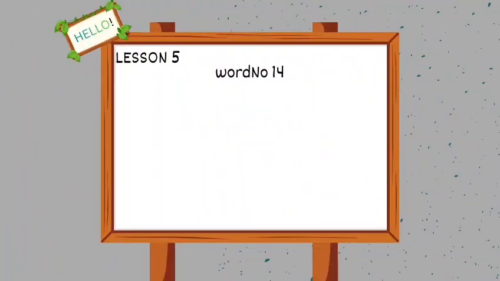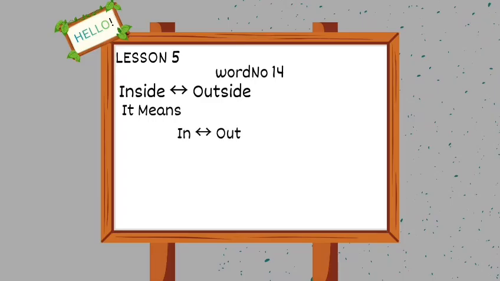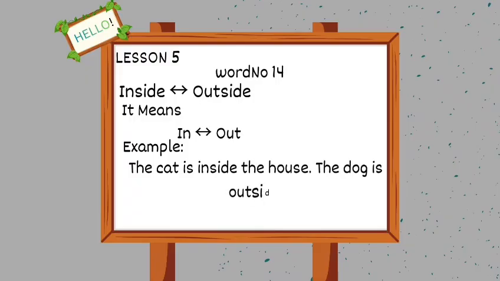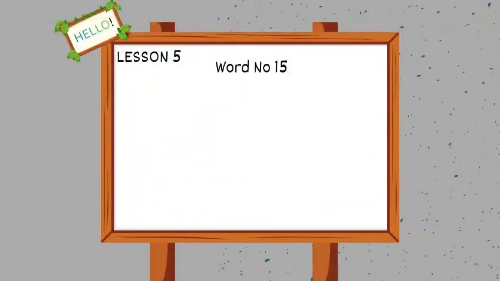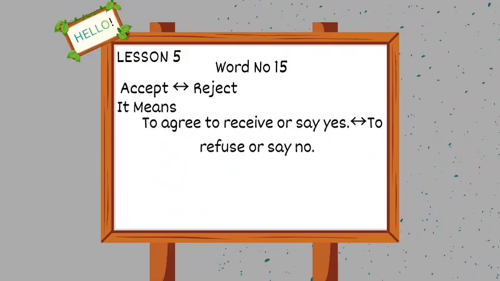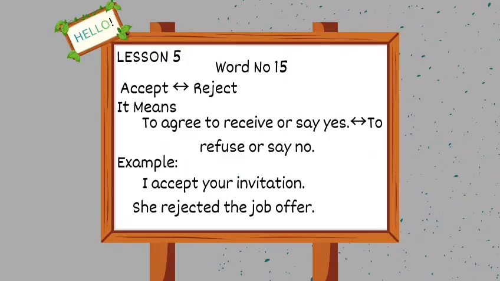Word number 14. Inside, outside. It means in, out. For example, the cat is inside the house, the dog is outside. Word number 15. Accept, reject. It means to agree or to refuse. For example, I accept your invitation. She rejected the job offer.